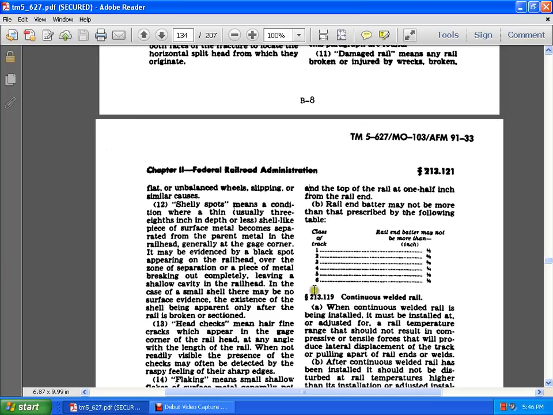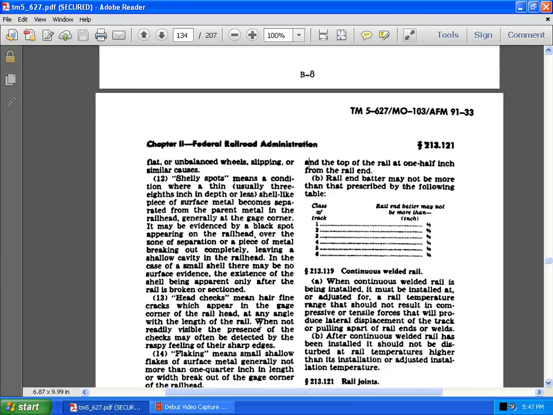Head checks may be fine cracks appearing in the gauge corner of the railhead, at any angle with the length of the rail, and are not readily visible. The presence of the checks may be detected by the raspy feeling of the sharp edges. Flaking may be shallow. Flakes of the surface metal, generally not more than 1/4 of an inch in length or width, break out of the gauge corner of the railhead.